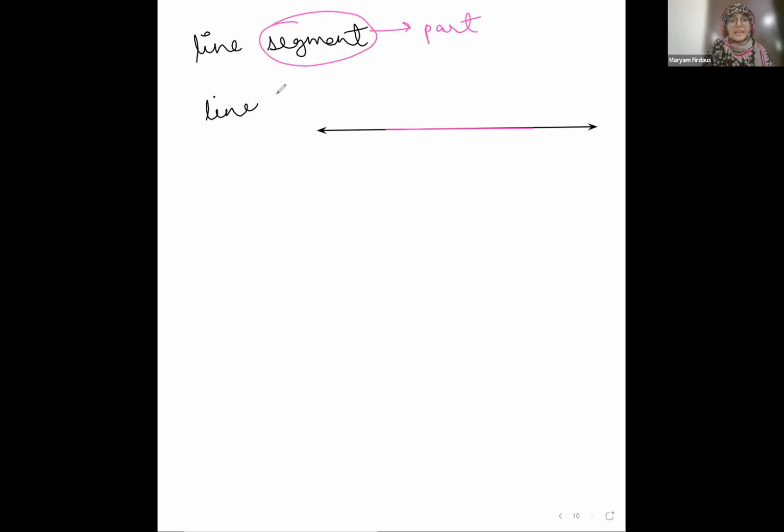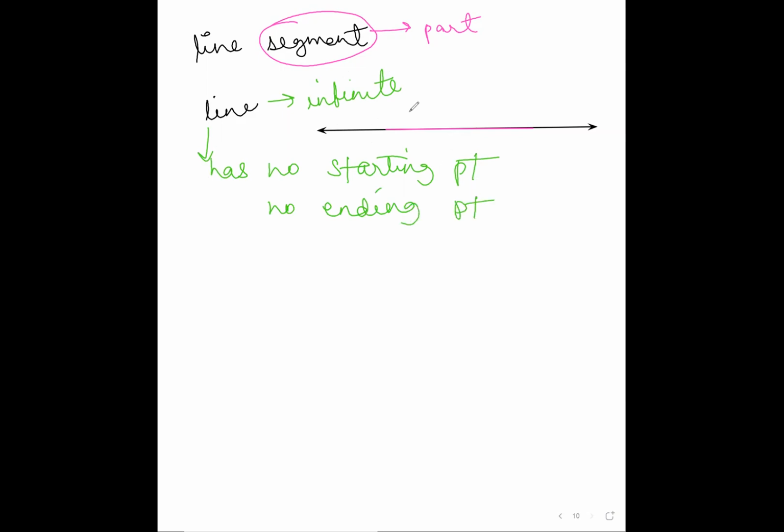What does that mean? See, a line is infinite. It has no starting or ending point. It has no starting point and no ending point. But a line segment, as you can see from here, this line segment, the pink thing, this is the starting point of the line segment. Let's call it A, and the ending point, let's call it B.